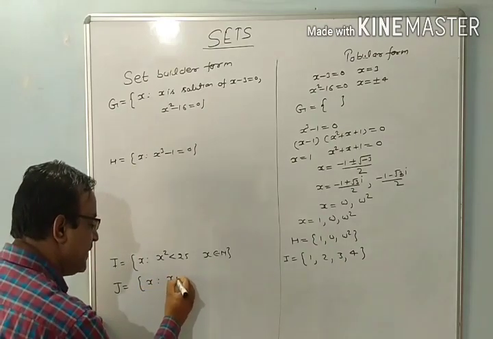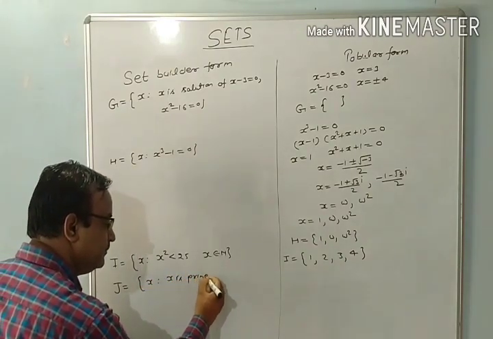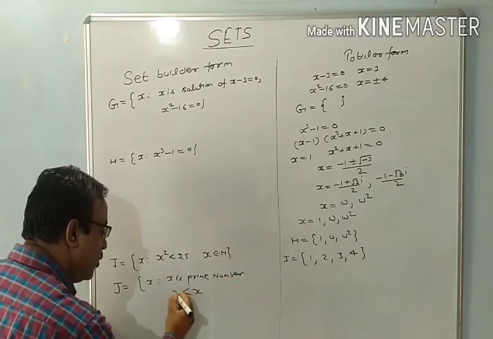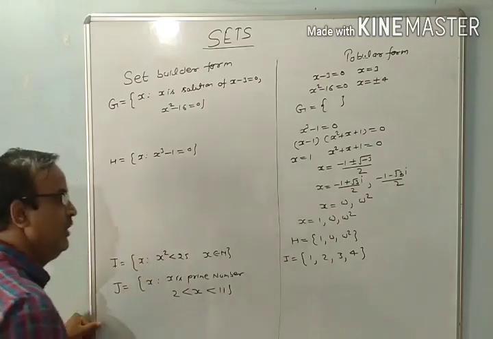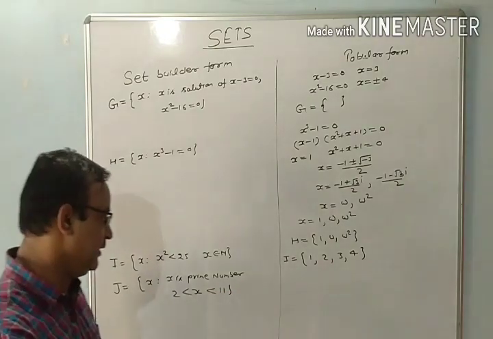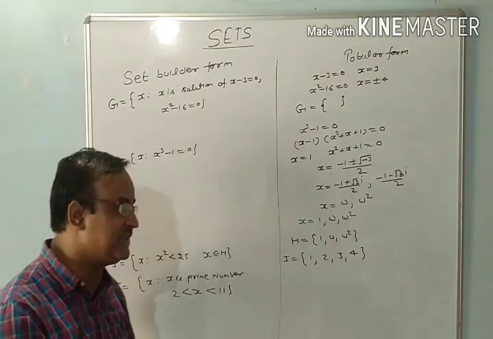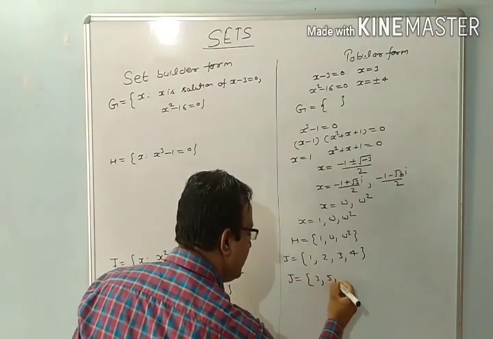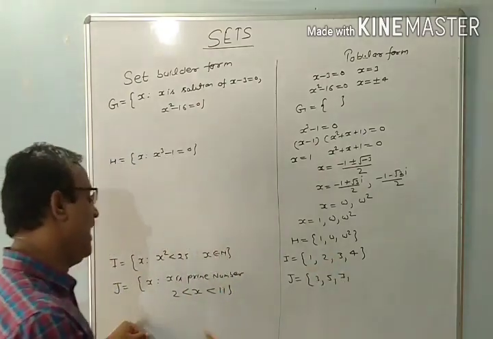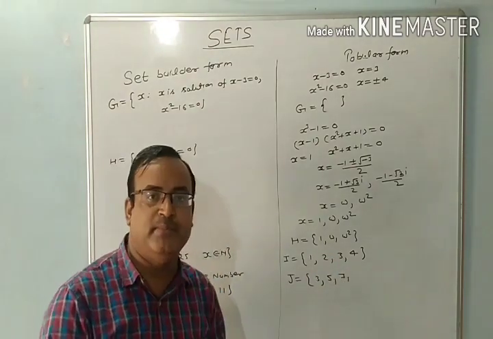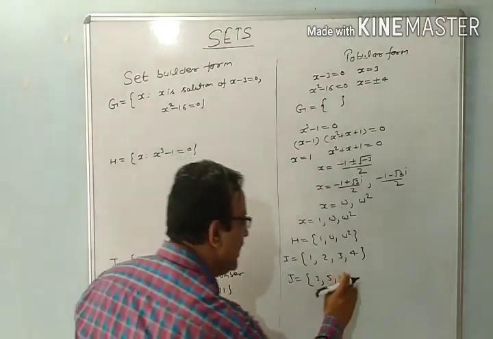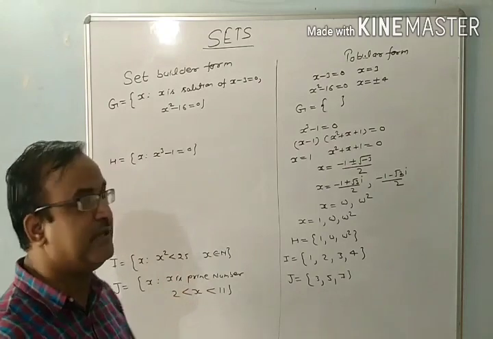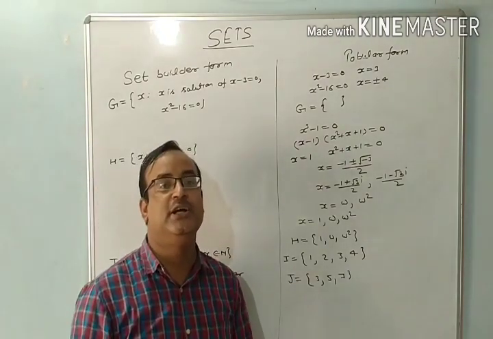Now J is the set such that x is a prime number, x is more than 2 but less than 11. Now we have to write the prime numbers. The prime number should be more than 2 but less than 11. So now I'm going to write the prime numbers: 3, 5, 7. 8 is not a prime number, 9 is also not, and 10 is also not. So only 3 elements, 3, 5, 7, are the elements of set J. Now I am going to discuss types of sets.